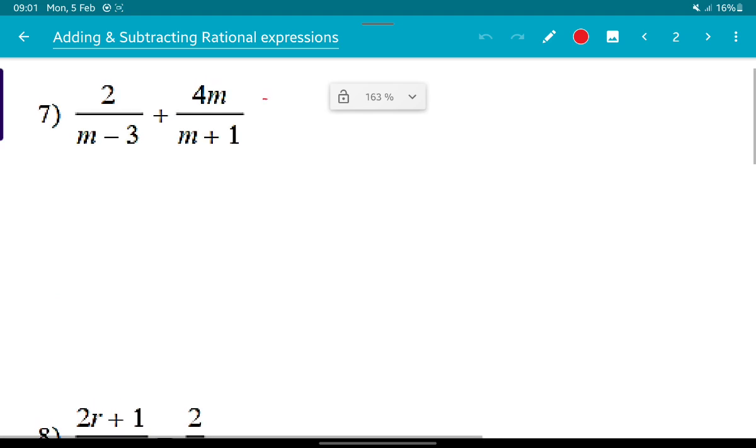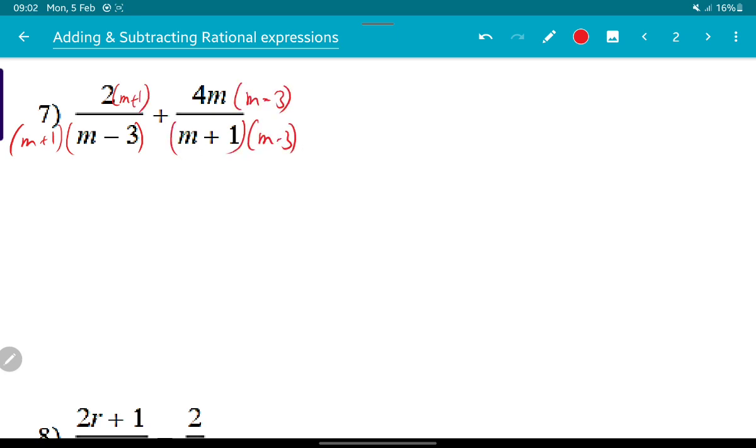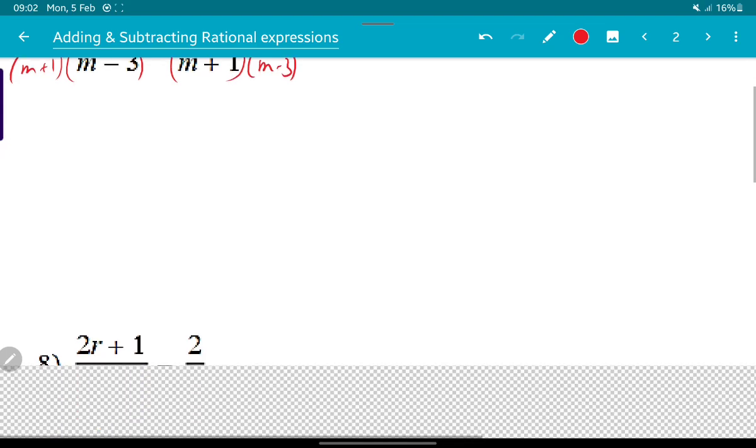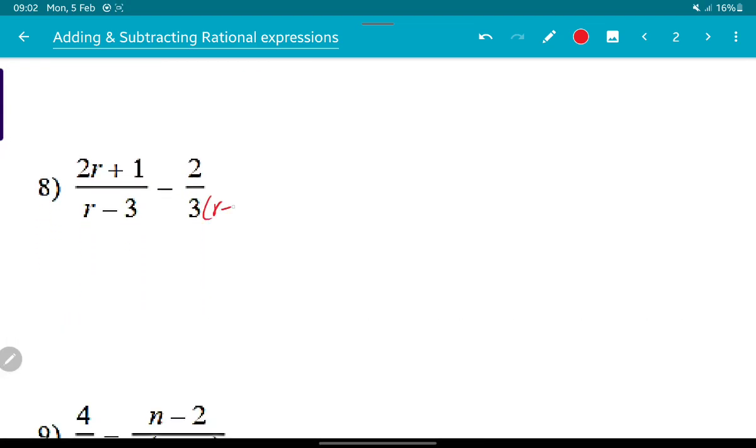This one, you need to multiply up and down by m plus 1, m plus 1, m minus 3, m minus 3. You expand and simplify. Here you multiply r minus 3, r minus 3, and this multiplied by 3 up and down. You cannot subtract, you cannot say I will write r minus 3, r minus 3 and r minus 2. It's not by adding or subtracting, it's by multiplying.